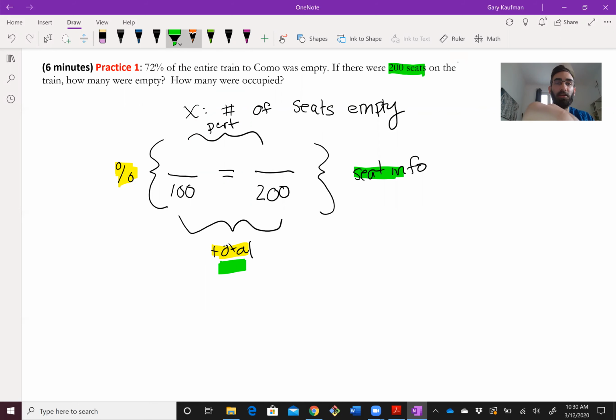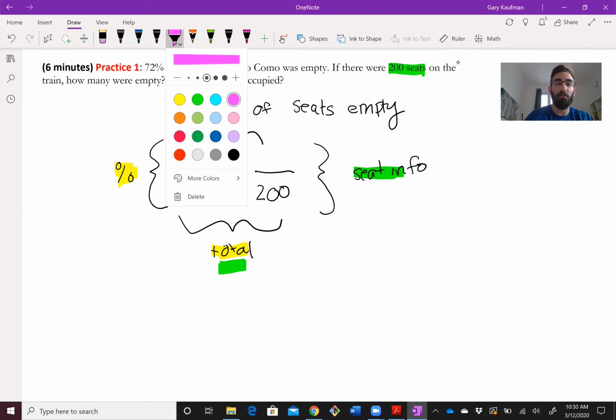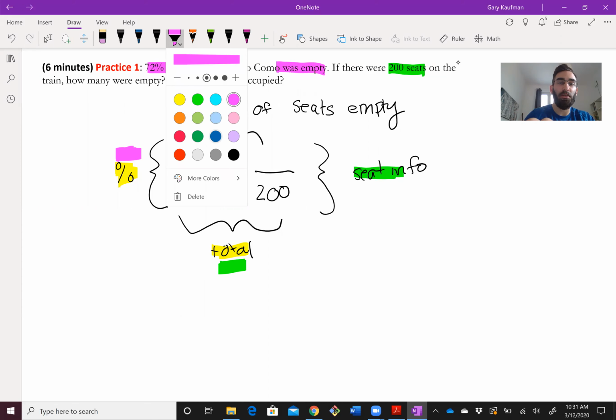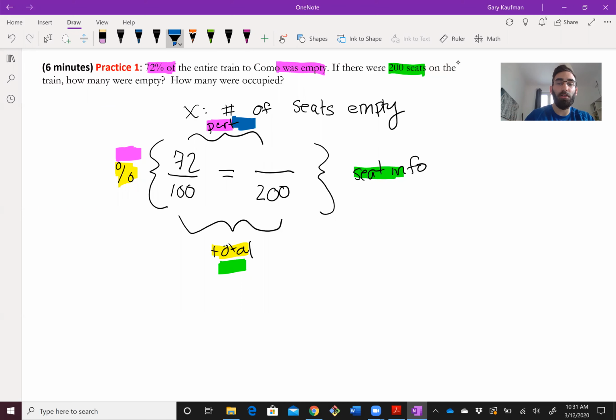Now, again, follow the color code of how I'm doing this. I'm now going to find the percent part that I'm looking for. I'm looking for the percentage that is empty, because that's how I've defined X. So my percent that is empty, according to the problem right here, 72% was empty. And then last but not least, I'm going to figure out my part of the seat info. Well, that's my unknown. So there we go. I set up my proportion.